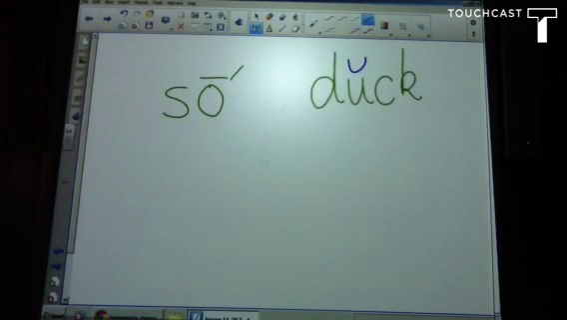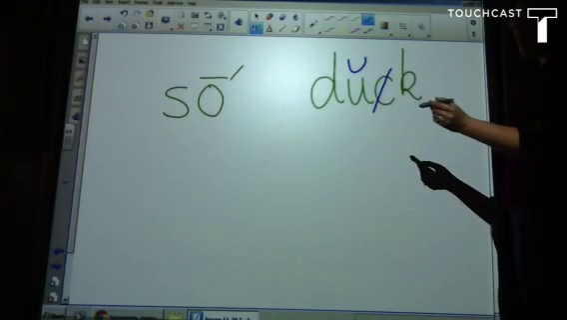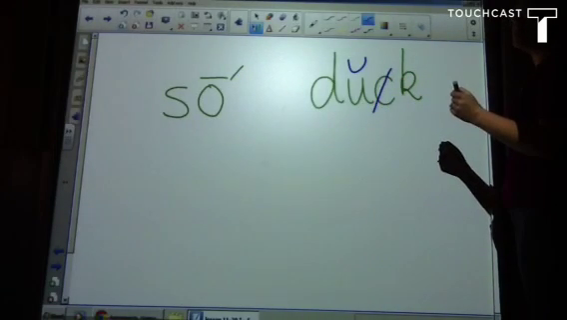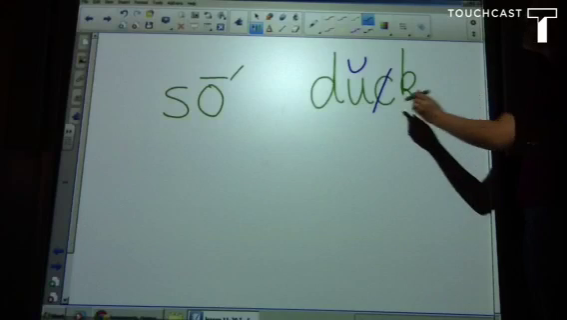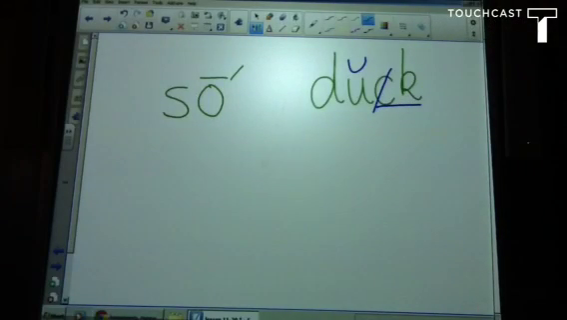Oh, okay. You should cross out the C because you don't need both of them because it's the digraph. A digraph. How do I code digraphs? You cross out the C. What else? I don't remember. We've got to underline it. Oh, you underline it. We underline it to show that those two letters are coming together to make one sound. All right? Very good.